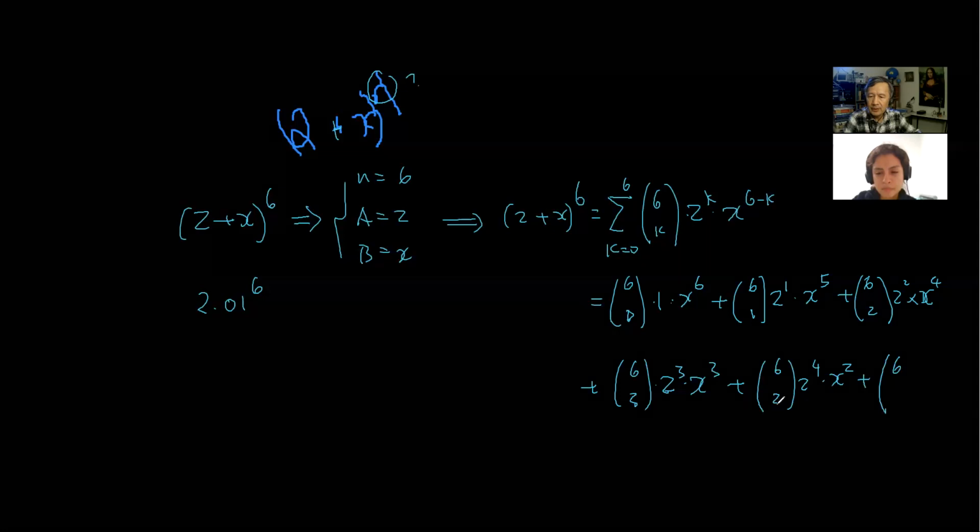Sorry, this is 4. Okay, this is 4. This is 5. 2 to the power of 5, x to the power of 1. Nothing wrong here. Okay, the last one is 6 choose 6. That be 2 to the power of 6, and x to the power of 0. You don't have to write anything for x to the power of 0. Okay, that's it.